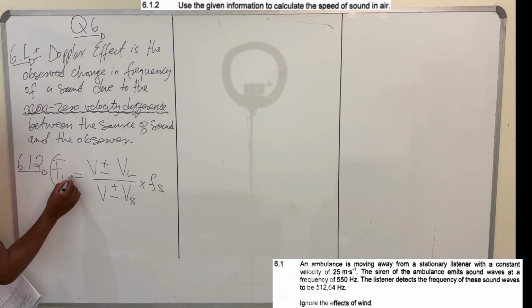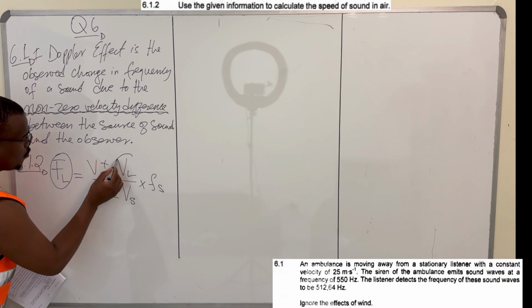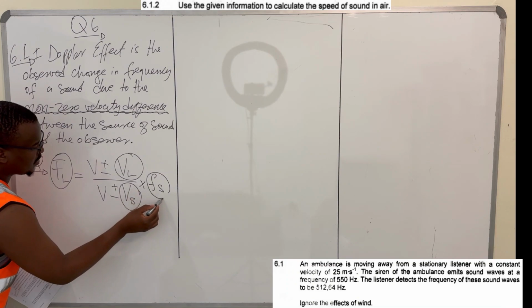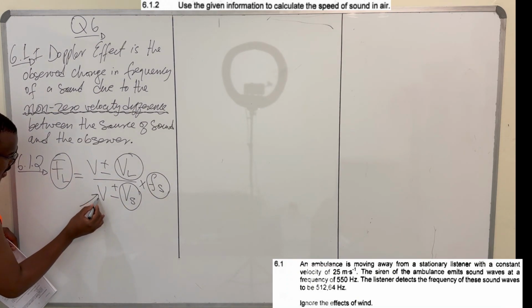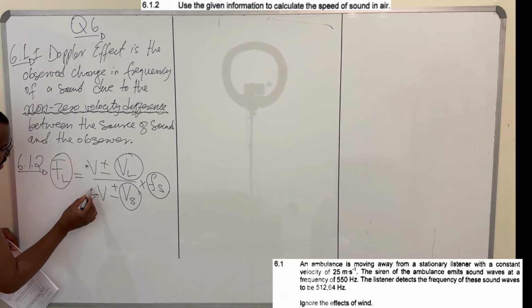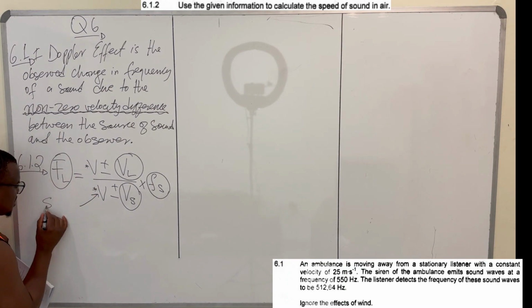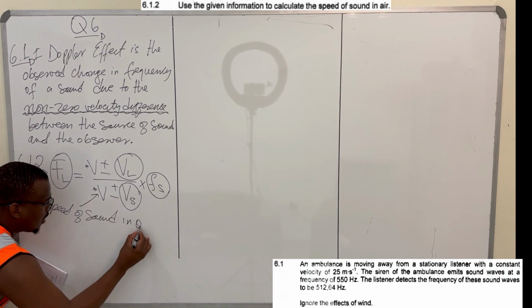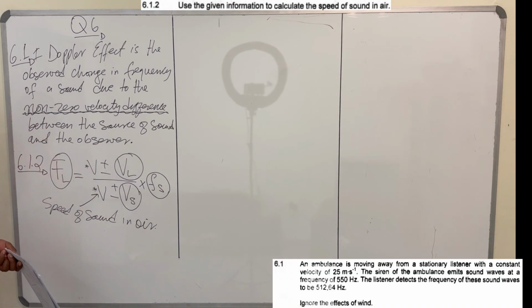So here we have the frequency of the listener, here the velocity of the listener, the velocity of the source, and the frequency of the source. This v here and this v here are the same. This is the speed of sound in air. It's what they want us to find, because in 6.1.2 they are saying use the given information to calculate the speed of sound in air. So they want us to calculate this one here. Right, okay. So what do we have?